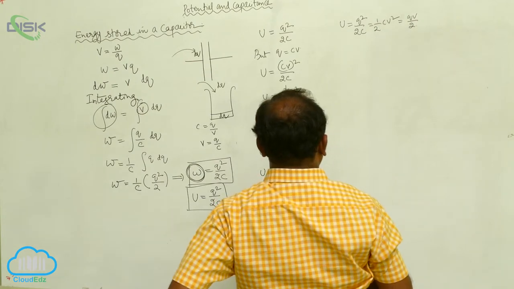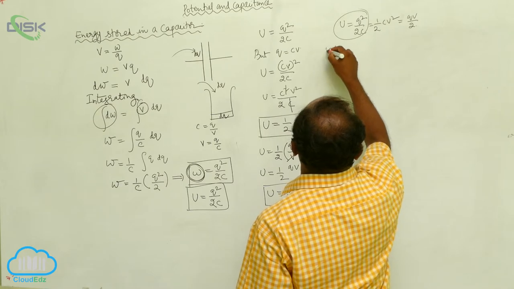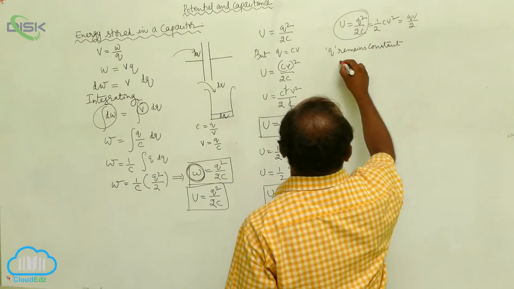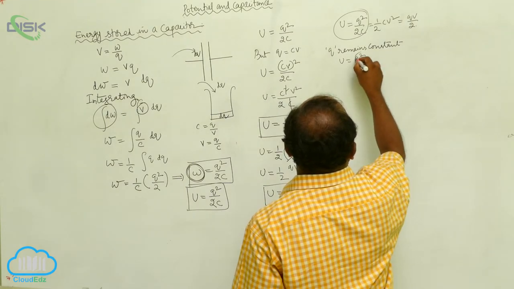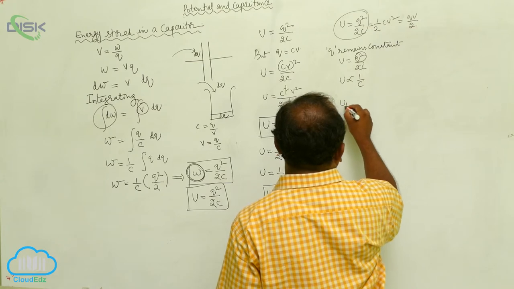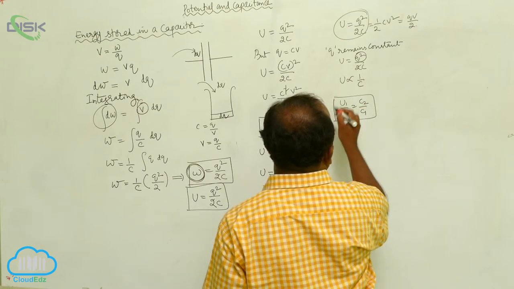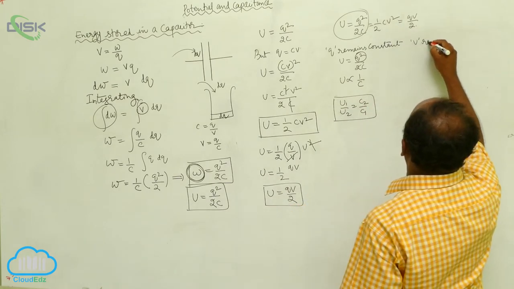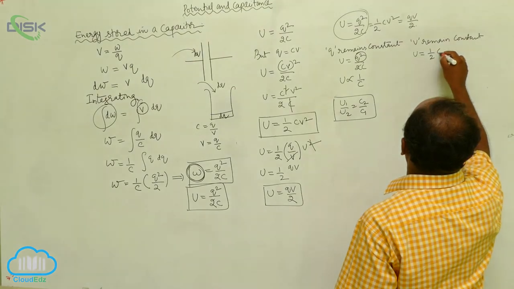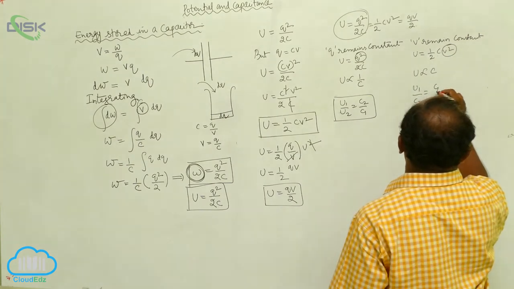Now, if the charge remains constant, U is equal to Q square by 2C, so U is inversely proportional to C, and U1 by U2 is equal to C2 by C1. Next, if V remains constant, U is equal to half CV square, so as the potential remains constant, U is directly proportional to C. Therefore, U1 by U2 is equal to C1 by C2.